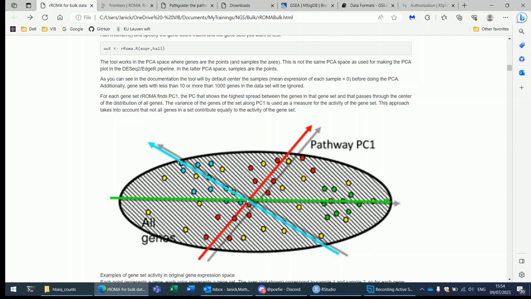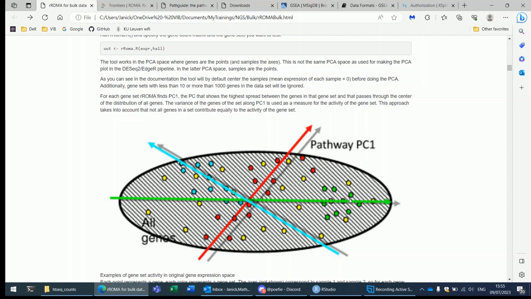And it will also look for gene sets for which all or most of the genes are located at one side of this center. And the green gene set is a very good example of this. All the green genes lie at the right of the center. There is no green gene that is located here. So the spread of these green points is not so high.